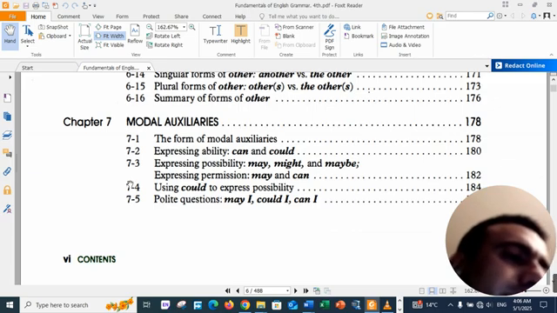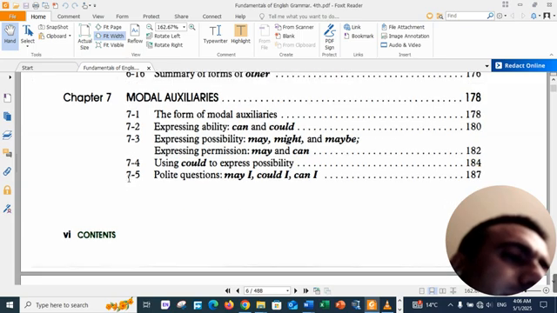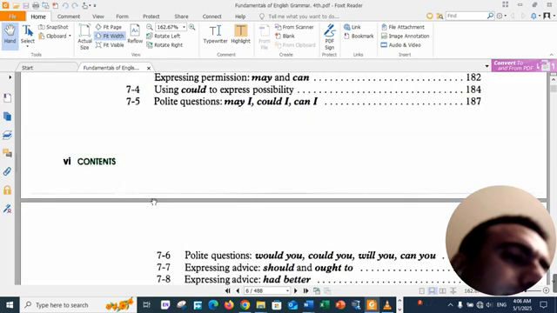7-2, expressing ability, can and could. 7-3, expressing possibility, may, might and maybe. Expressing permission, may and can. 7-4, using could to express a possibility. 7-5, polite questions. May I, could I, can I.